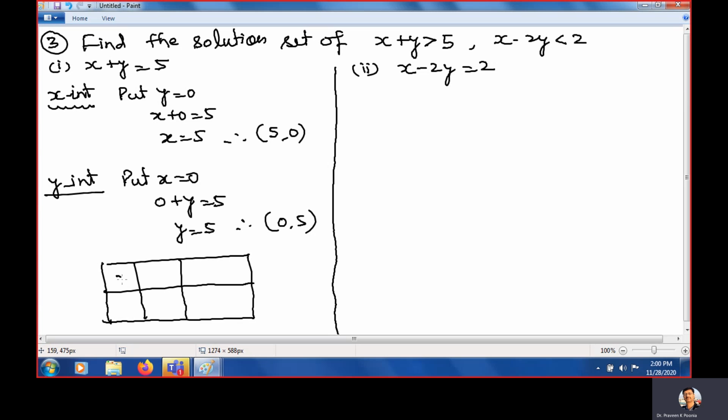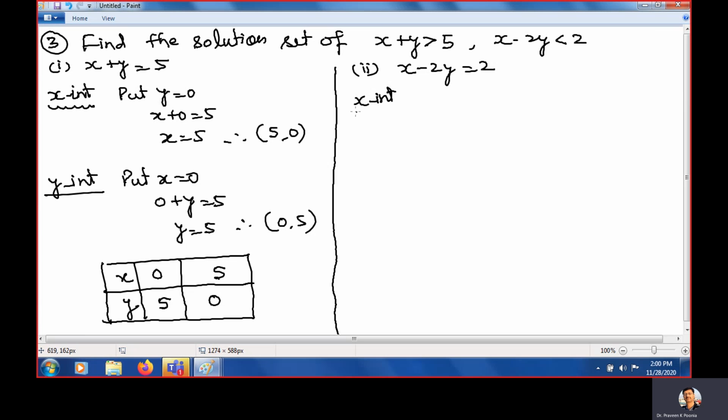Or you can make the table. It is entirely your priority whether you want to write like this or make the table. So x equal to 0 means how much is y? 5, and y equal to 0, what is x? 5. This is the first one. Now solve the second one.